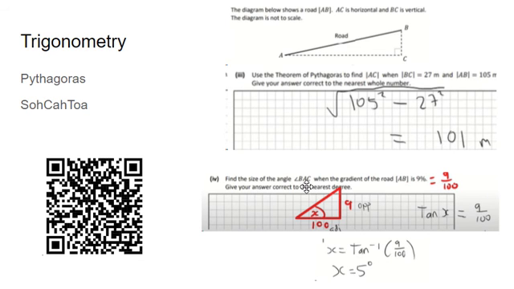So you're asked to work out the size of the angle BAC here when the gradient of the road is 9. So that's 9 over 100. So that tells us that tan of x is equal to 9 over 100, because tan is opposite over adjacent. So opposite is BC and the adjacent is AC. And then we can do tan inverse. So again, there's a link there if you want to see it a bit slower.